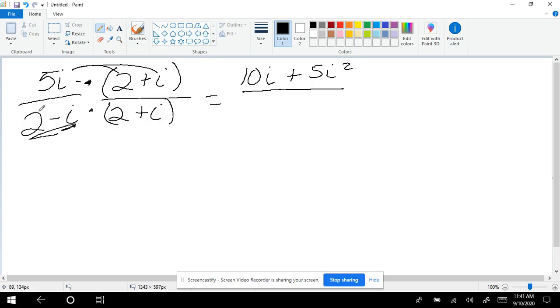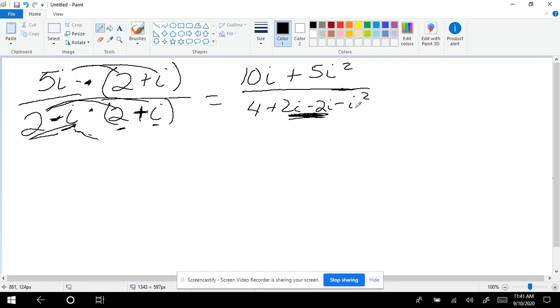So this 2, the first 2 times both terms here and here. So 2 times 2 is 4. 2 times i is positive 2i. Negative i times 2 is negative 2i. And negative i times positive i is negative i squared. When we multiply times the conjugate, since one is a minus and one is a plus, the middle term will always cancel out. So we'll simplify this a little bit before we move on.